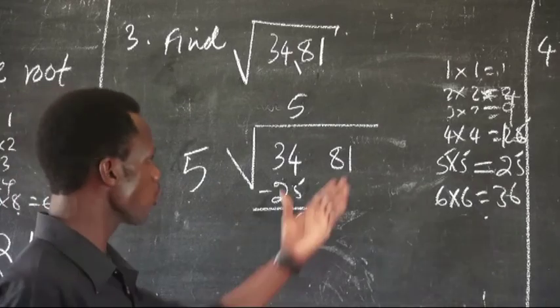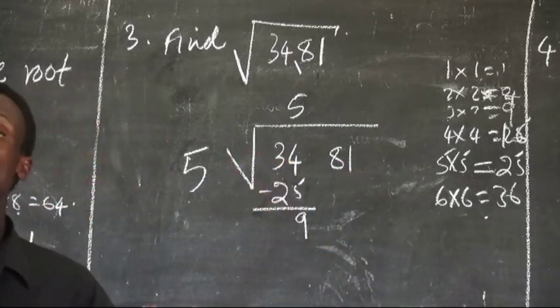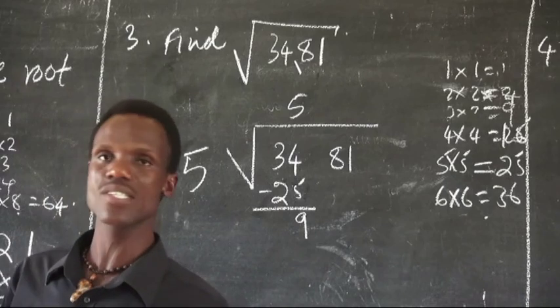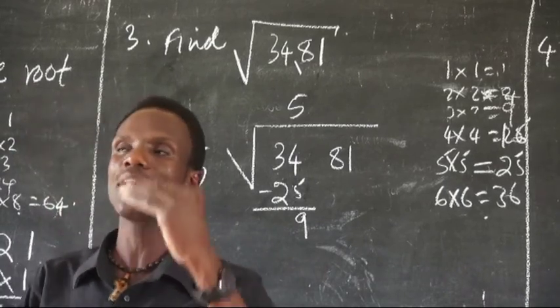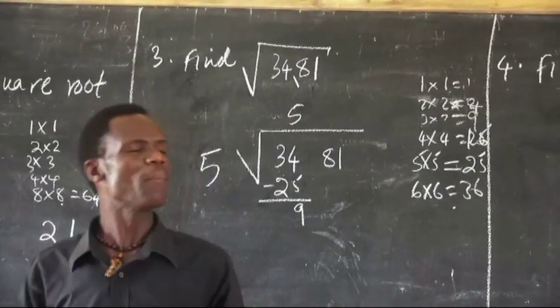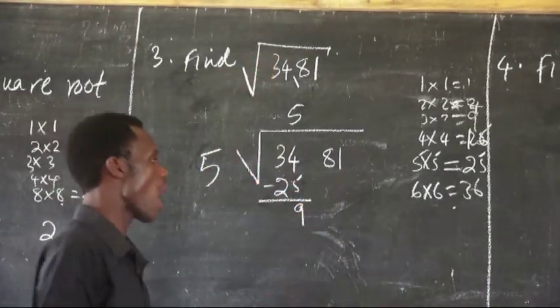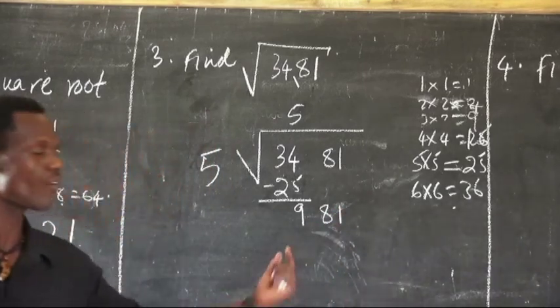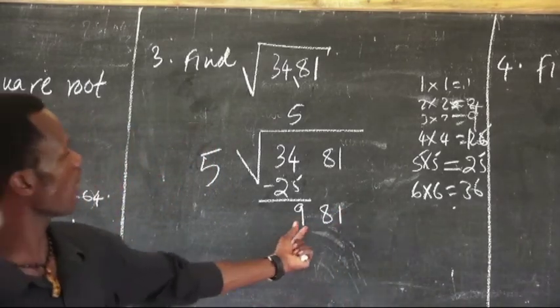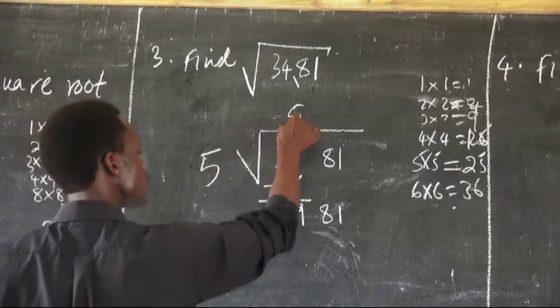Now, what we need to do from here is that we just want to drop the next group. We just drop the group and not the digit. What we did in divisions was all about dropping one number after another. But here we just drop the second group. So the group of the number is 81. Now you drop it here. Now this is no longer 81. It is 981.